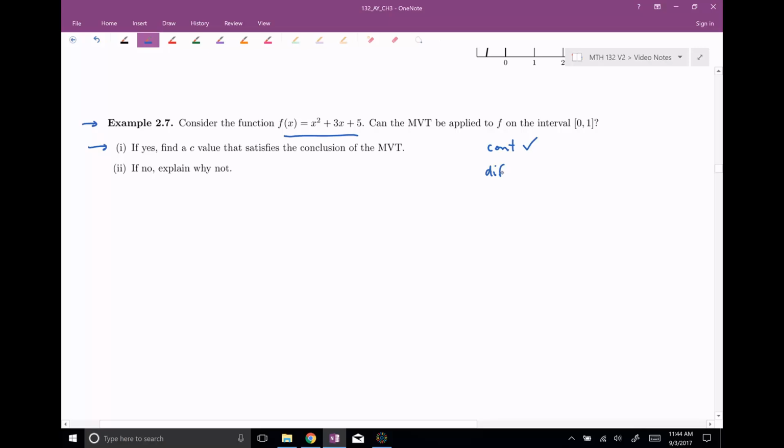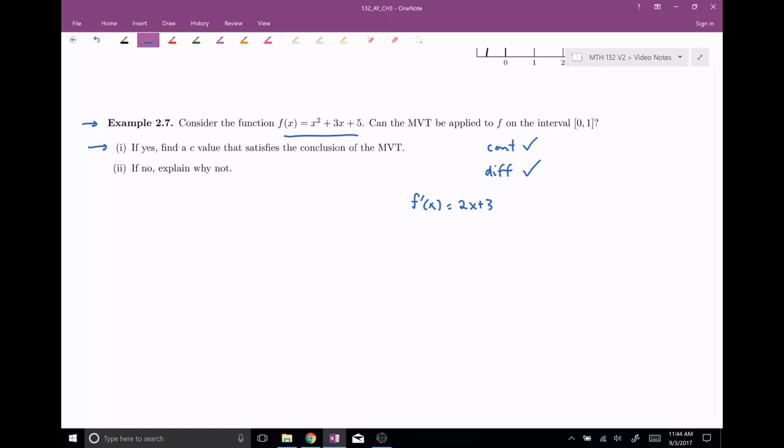So for differentiable, well, let's go ahead and calculate out the derivative. So I'm going to do f prime of x is equal to 2x plus 3. And okay, is there anywhere where this doesn't make sense, where it doesn't give out a real number answer? And the answer is no, right? So there's nowhere that you're dividing by 0. There's nowhere that you're taking the square root of a negative, anything like this. So this is differentiable everywhere, especially on this interval from 0 to 1. So it is continuous, it is differentiable all on this interval. So it satisfies the hypotheses of the mean value theorem, so we can go ahead and apply it.